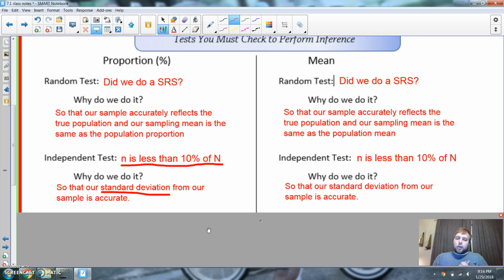Now let's bring up a good question. Do we always have to stay under 10% of the population? For instance, like flipping a coin. How do we stay under 10% of the population? How many times can I flip a coin? Well, I could probably flip a coin like 1,000,000 times. No joke. So if I can flip a coin 1,000,000 times, what's 10% of the population? 10% of 1,000,000 is 100,000, right?